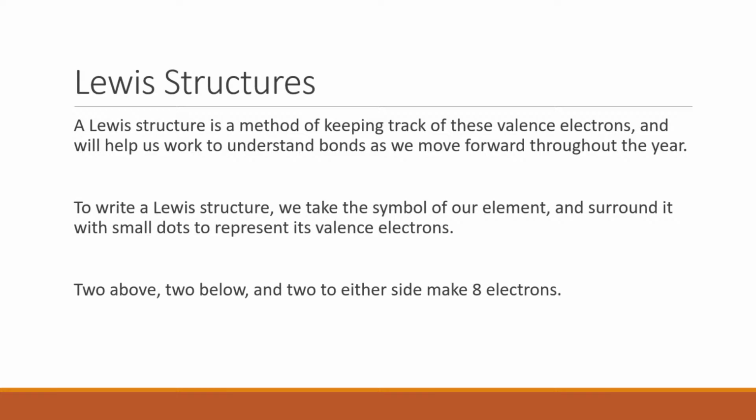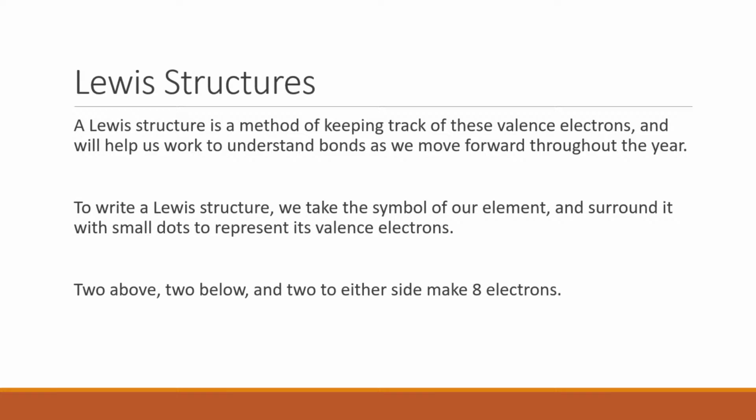Today we're going to introduce the idea of Lewis structures, which is a way of writing or drawing, however you want to look at it, the atom and keeping track of its valence electrons. Now, last time we said that the valence electrons are going to determine a huge amount of the properties of an atom, right? The huge amount of properties of an element. And so it's important that we keep track of how many valence electrons there are.